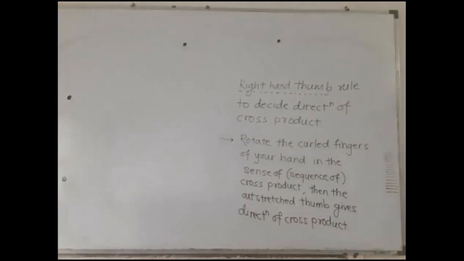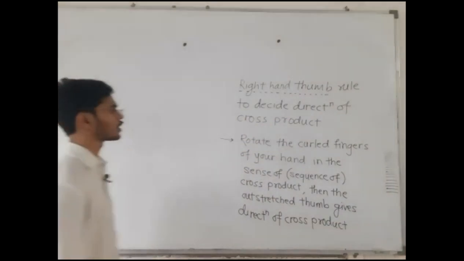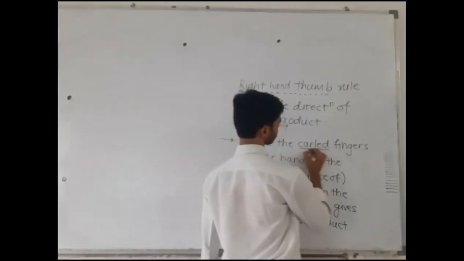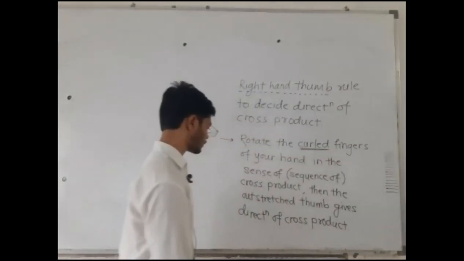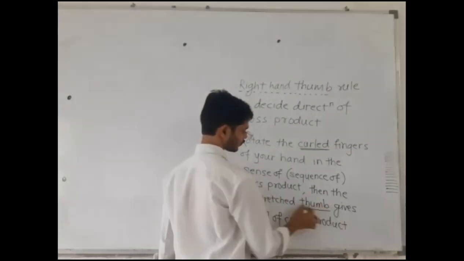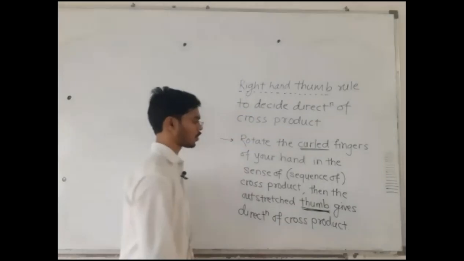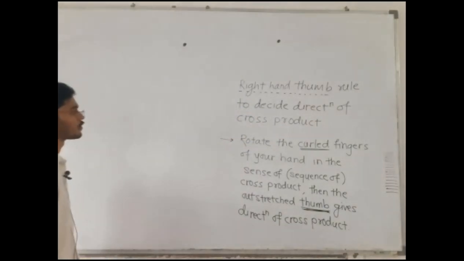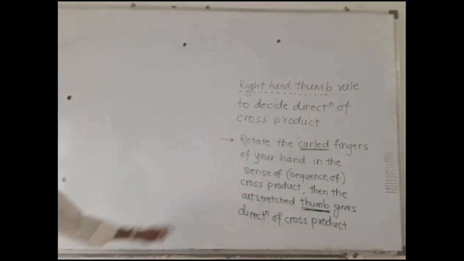So it says something about curled fingers, and it says something about the thumb. With the help of the right hand, we can decide whether the cross product will go in or will come out. That has been written in this law. Let's try to understand the law.